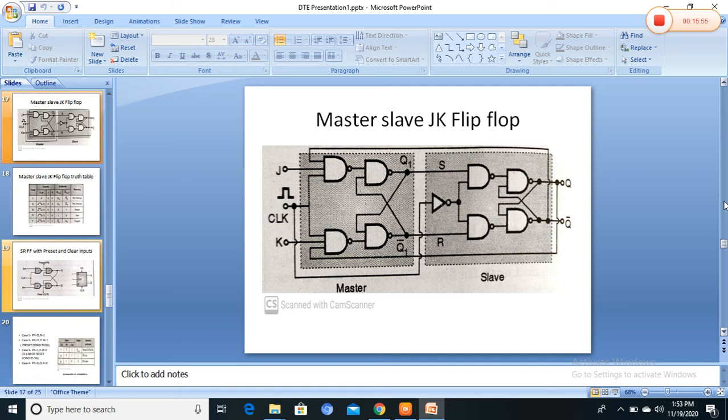We avoid this by the master slave flip-flop, because the slave output toggles and we connect this slave output to the master, but at that time the clock is 0. The master is inactive and does not respond to change its output. So multiple toggling does not take place.